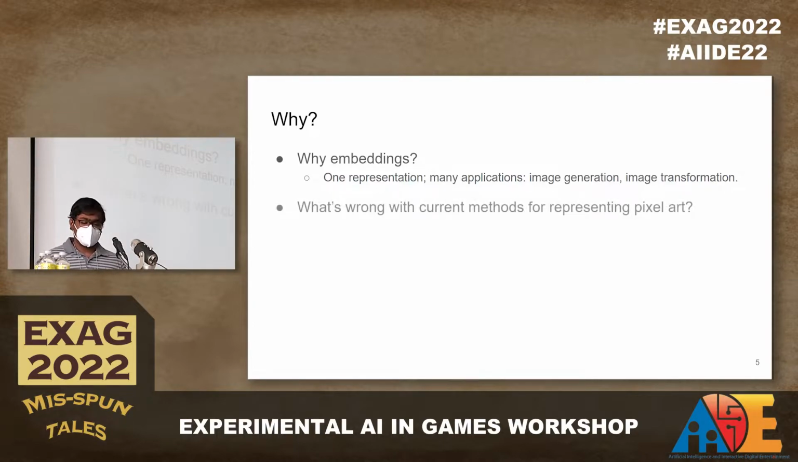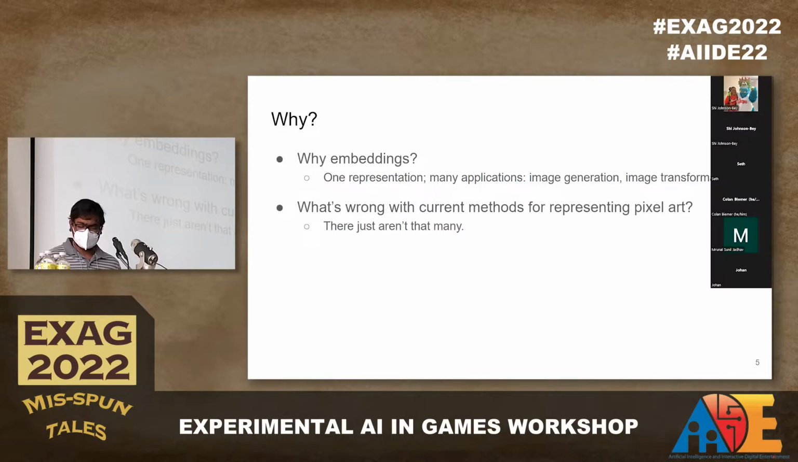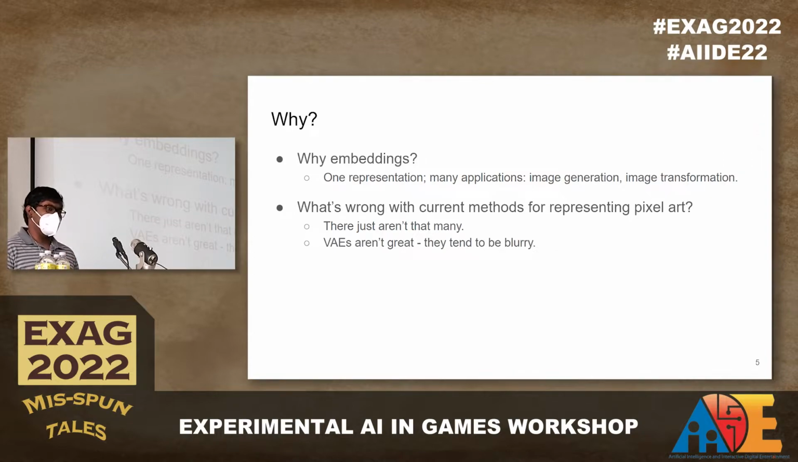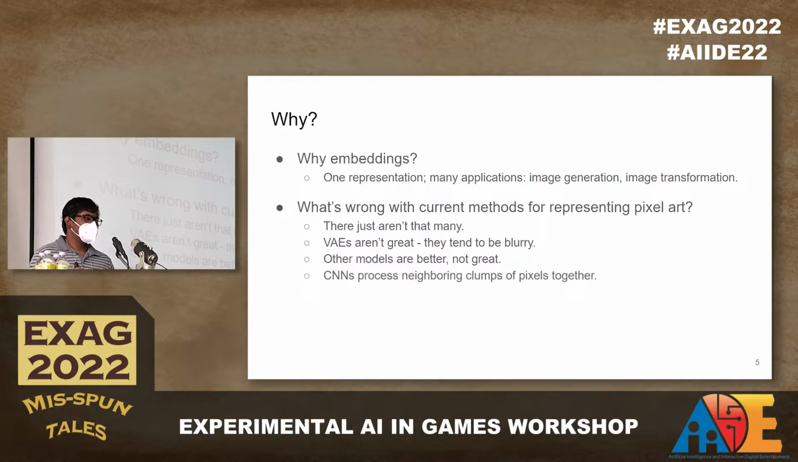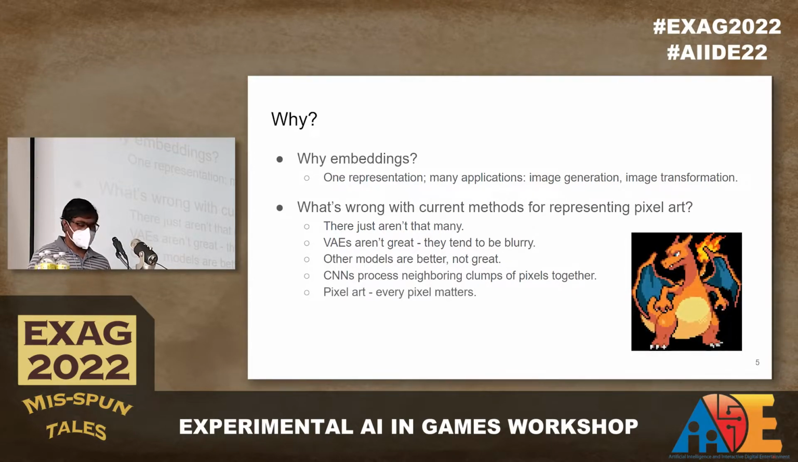And as to why we work on pixel art in particular, there are some issues. First off, there just isn't a lot of work on pixel art or representing pixel art. Second, the primary method that's used, VAEs, aren't great. They tend to be kind of blurry. Third, there are some other models, but they are not great for pixel art. And a reason for this is that CNNs, which a lot of these works use, process neighboring clumps of pixels together. And the issue with this is we don't want that. We want each pixel to have focus because like I mentioned, every pixel does matter.